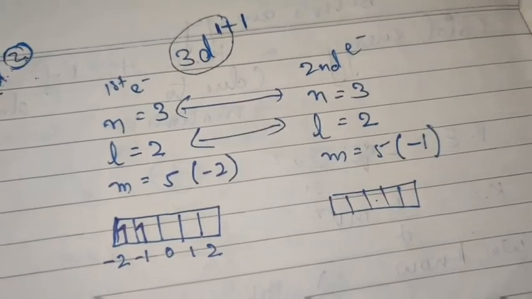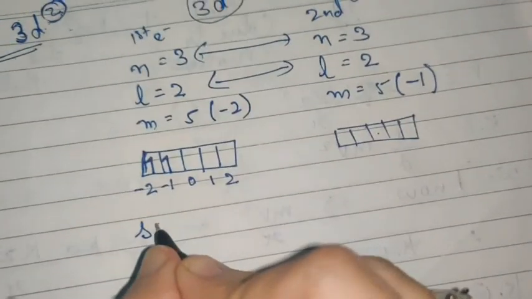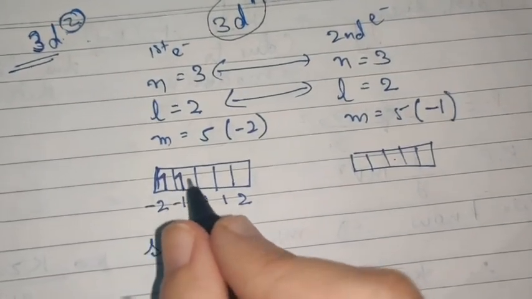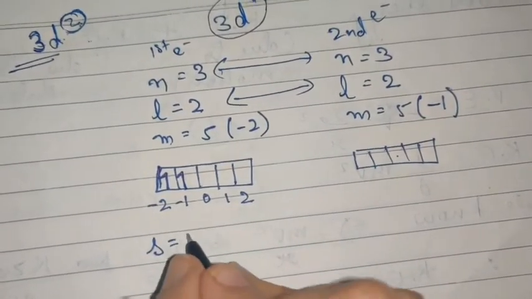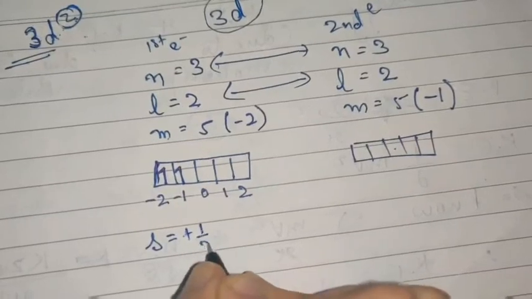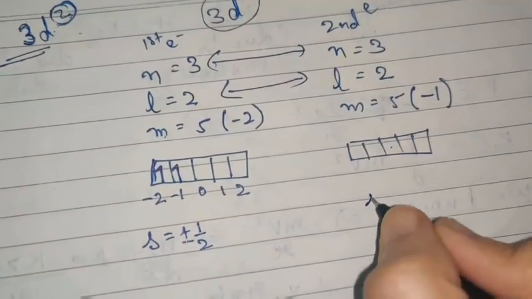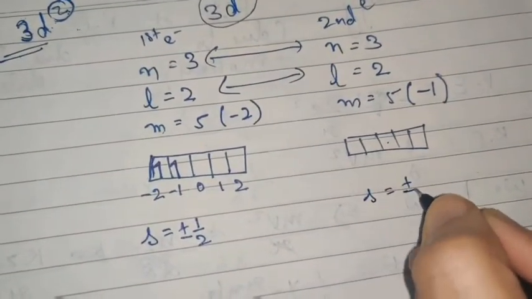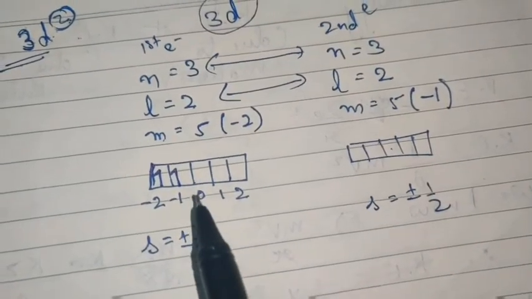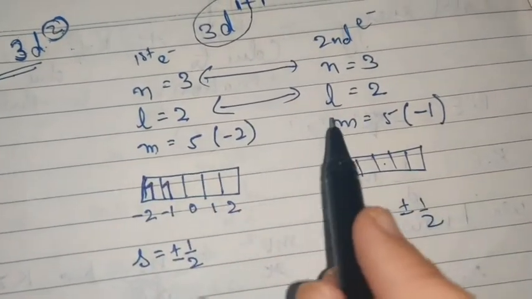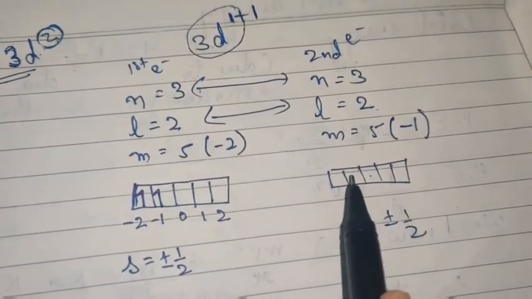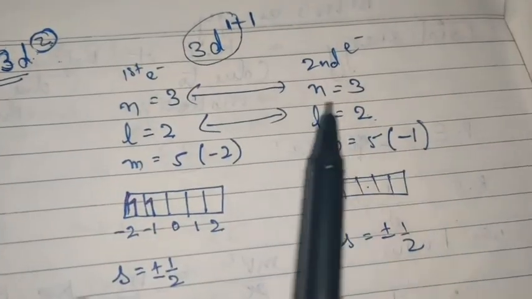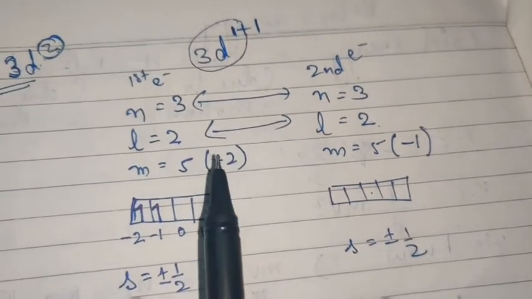Now if I talk about the spin quantum number, because both are in parallel, you can see they are present in separate rooms. So for this also it will be plus minus half, and for this also it will be plus minus half. So the value of N and the number of orbitals are the same because both are present in the D subshell, but the values of M are different. Now you will be able to understand this in a better way when you learn the second law.